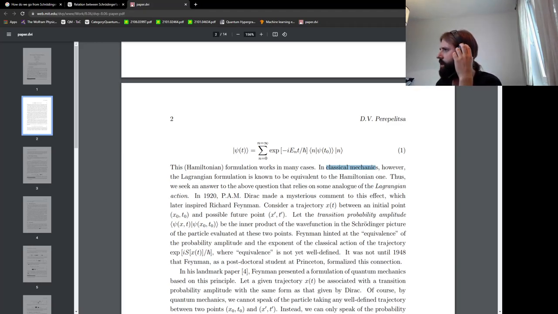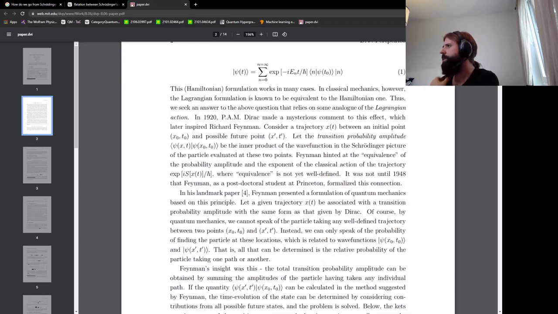Consider the trajectory x(t) between an initial point and a possible future point. Let the transition probability amplitude be the inner product of the wave function in the Schrödinger picture of the particle evaluated at these two points. What does this mean? So, the probability of transitioning to that state.